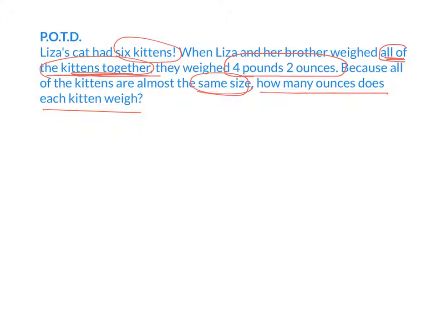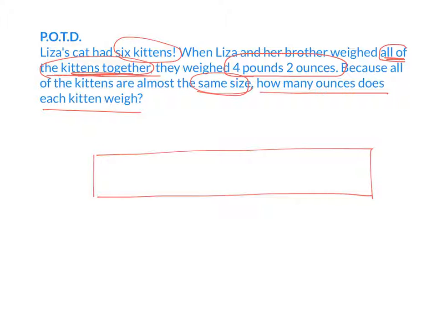So if we were to draw a tape diagram, and this is all of the kittens together, how much do they all weigh all together? 4 pounds, 2 ounces, okay. And if I want to divide that tape diagram up, how many kittens do I need to divide it into? 6. Okay. So if I want to figure out how much one kitten weighs, I need to take their total weight, which is 4 pounds, 2 ounces, and divide it by what?